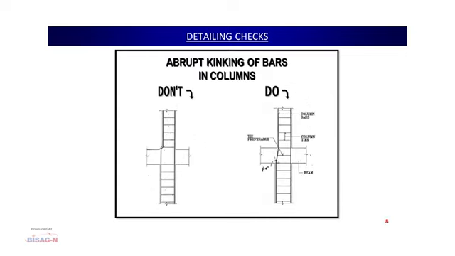Now, coming to the abrupt kinking of the bars in the column. In the left side figure, you can see there is a change in the dimension of the column between the bottom story and the top story. The top story column dimension is smaller than the bottom story, but at the same time we have to ensure the column bars are continued inside the top story to maintain the structural integrity.